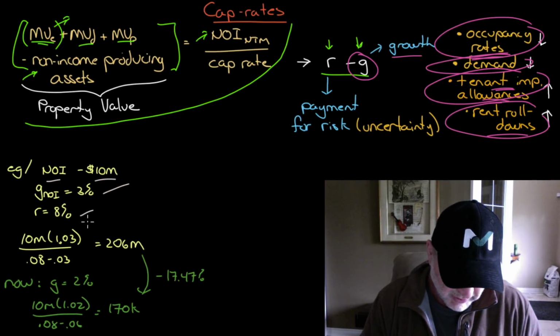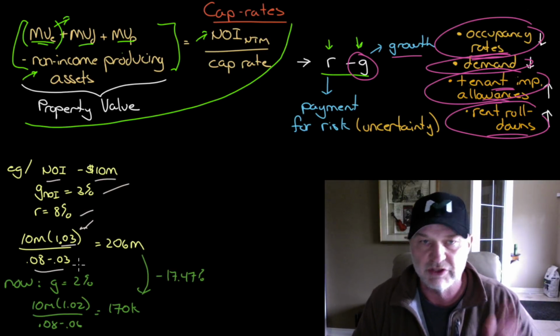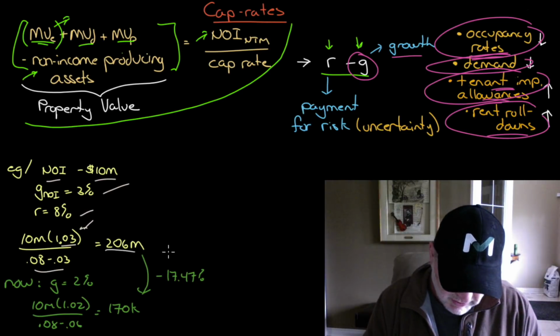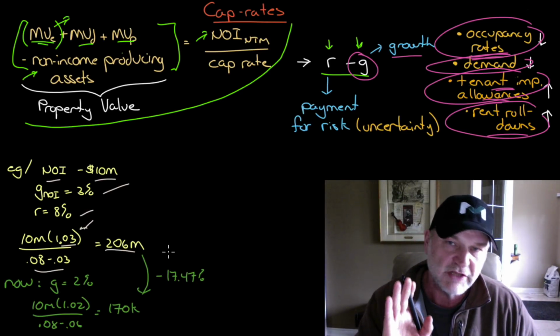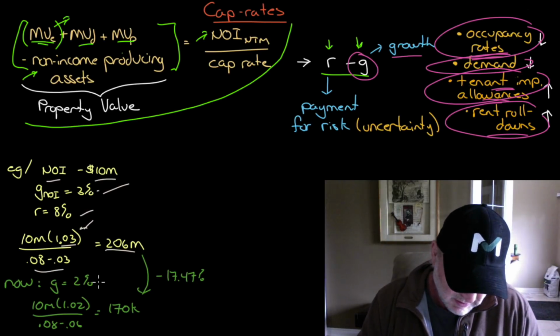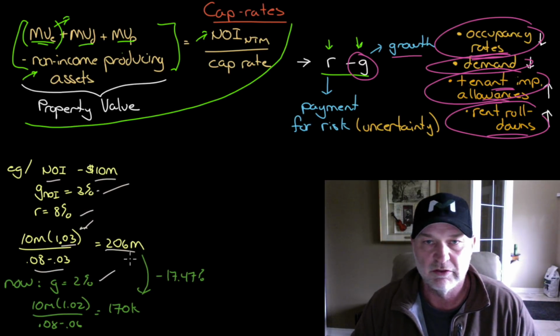So our numerator is our next period net operating income. We'll take the 10 million grown by 3% and discount it by the cap rate, which is R minus G. And we get to 206 million. And that's at 3%. Now let's just change growth from 3% to 2%. That's all we're going to do is change it to 2%.